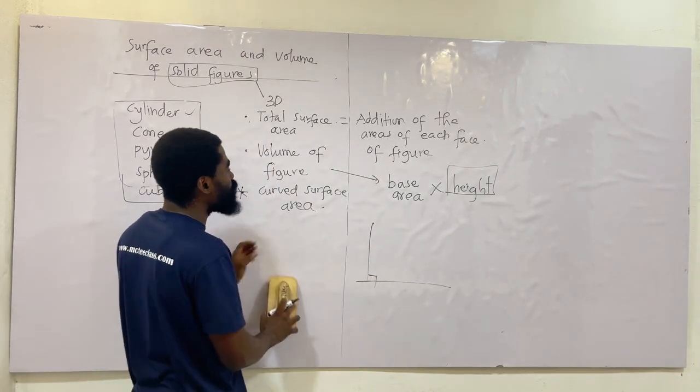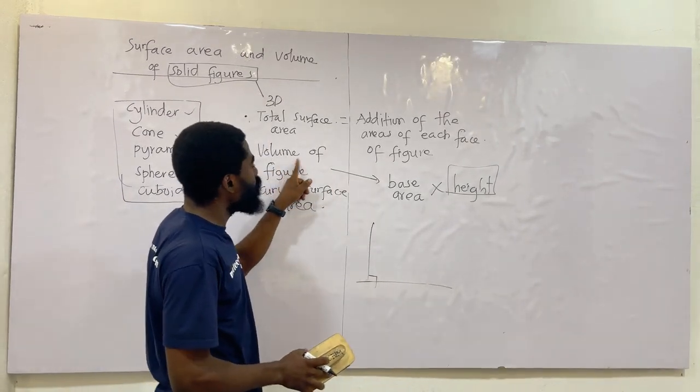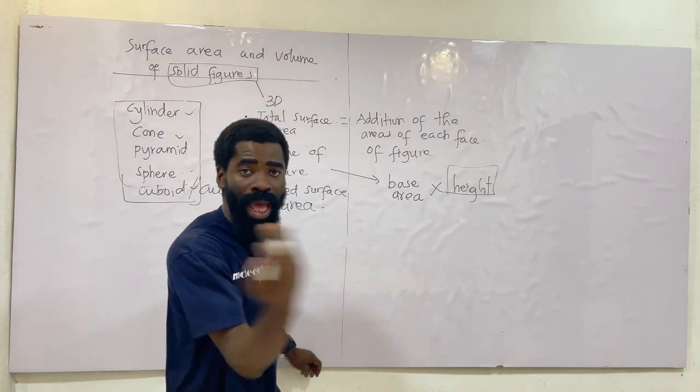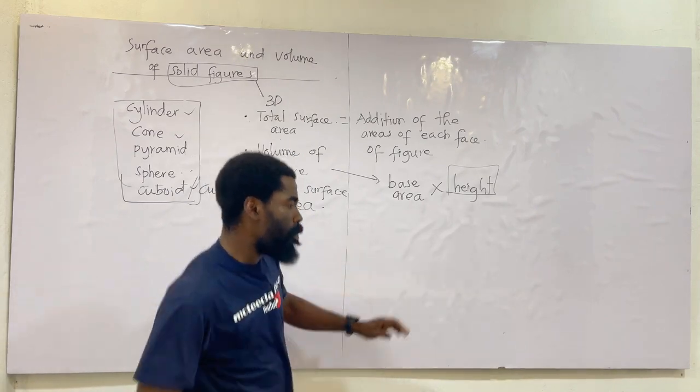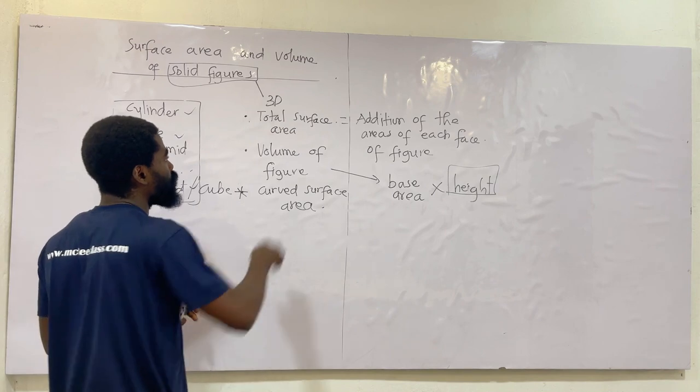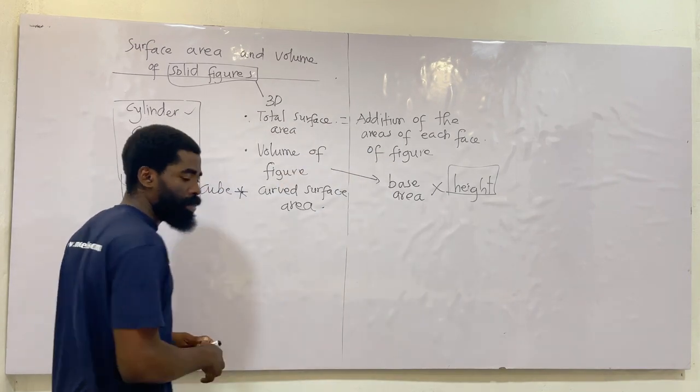So in any case, when we are finding the volume of a figure, we look at the shape of the base. Is the base circular? Then we'll find the area of the circle, then multiply by the height, so we can know its volume. So basically, that's what we do for each one of them.